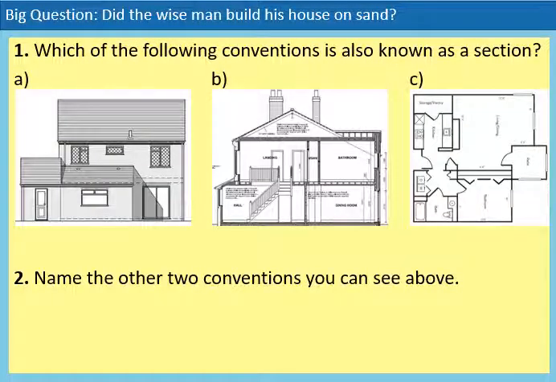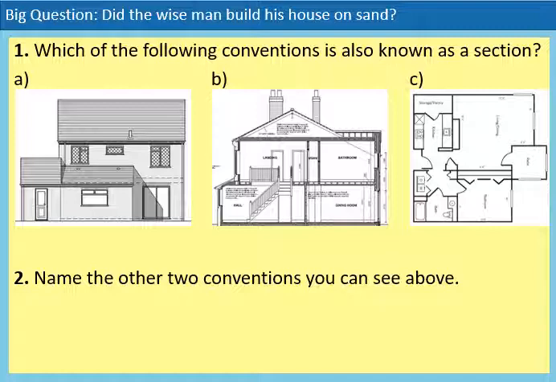Question 1. Which of the following conventions is also known as a section? So below the question there are three images. One is titled A, the second is titled B, and the third is titled C. So conventions are something that we covered before half term. And now if you have forgotten, don't worry, it's not the end of the world. Half term was a while ago.